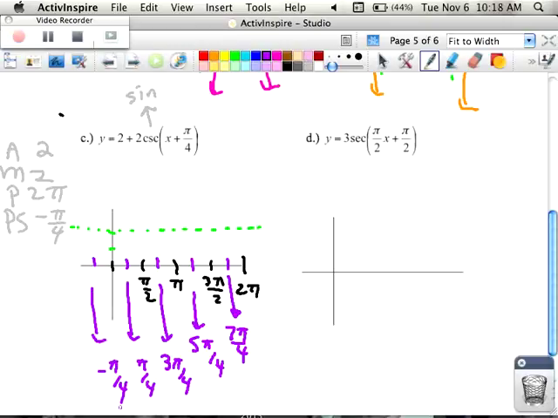You're good. Yes! Good. I'm going to make you write them down on the test, because you should be able to add or subtract pi over 4.